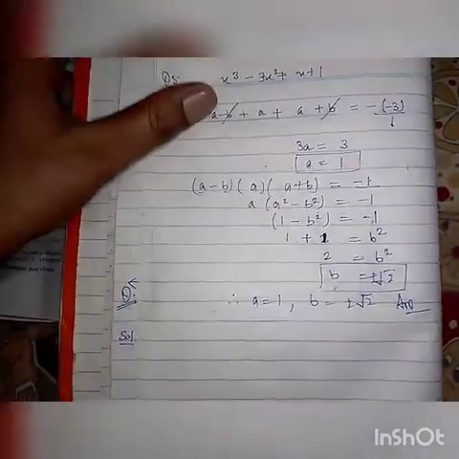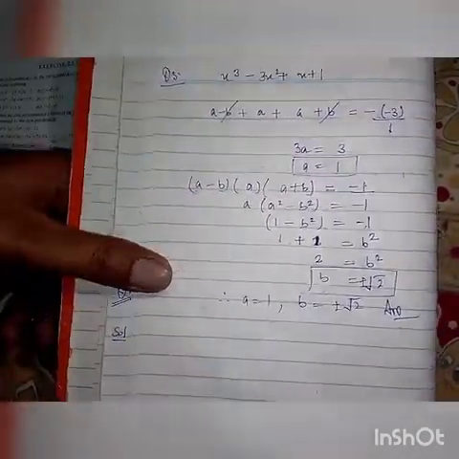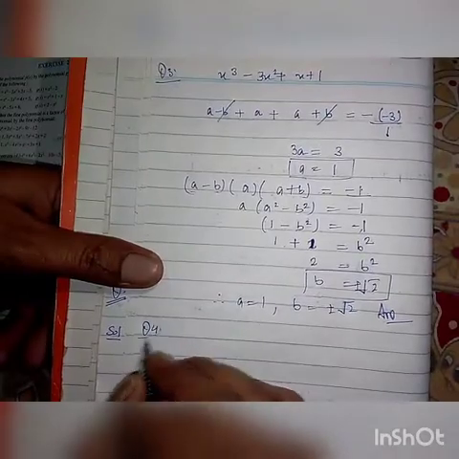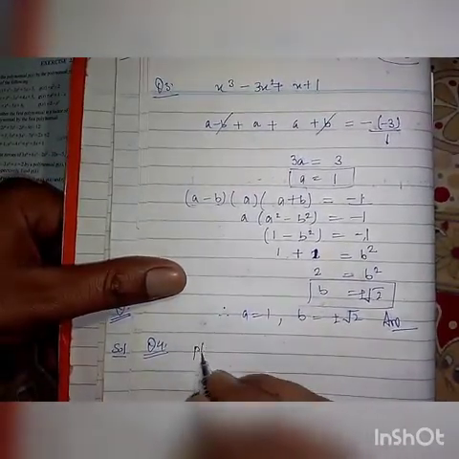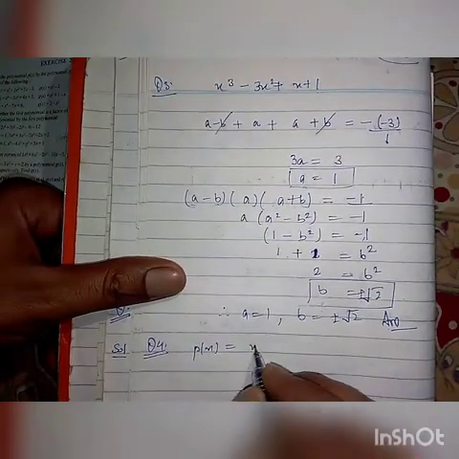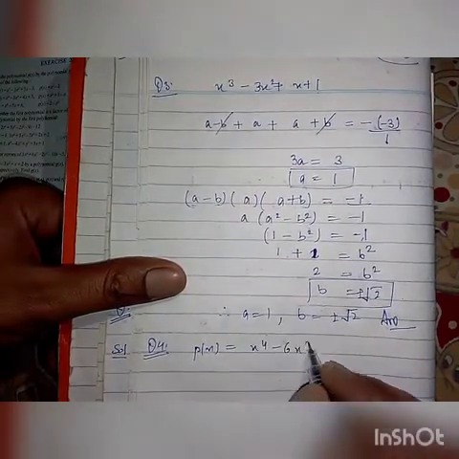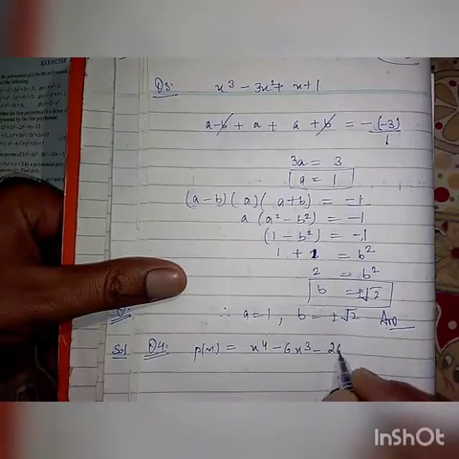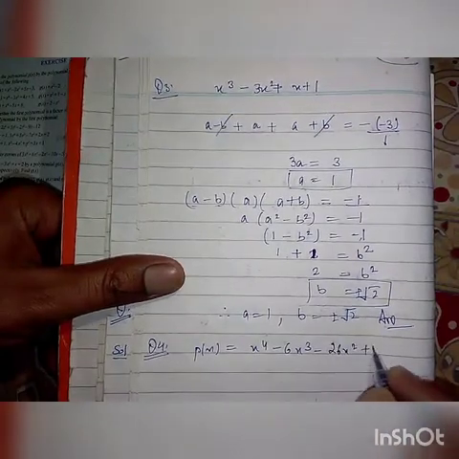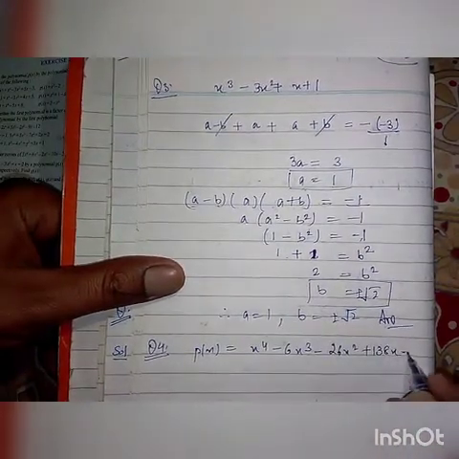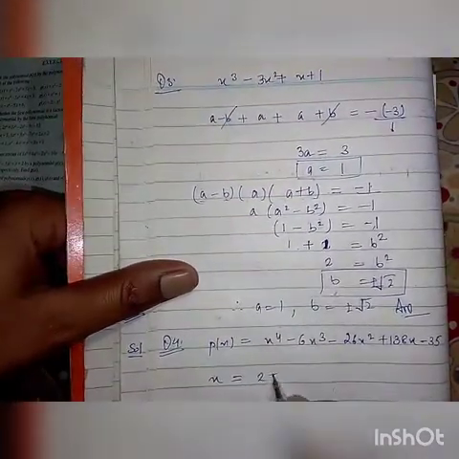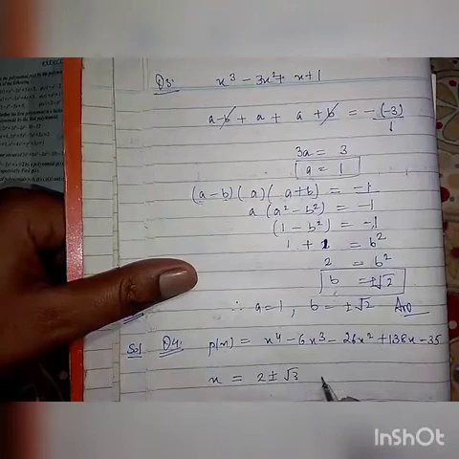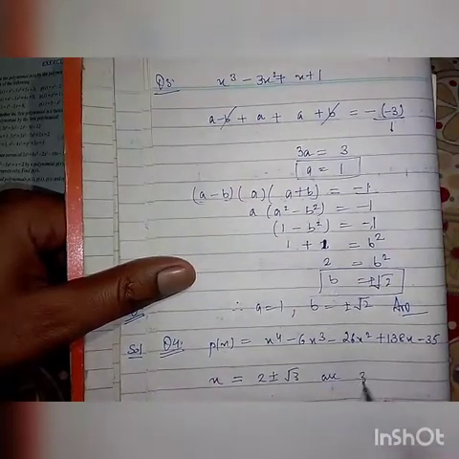So half of the question I will do for question number 4. Given to you, p of x is given to be x raised to the power 4 minus 6x to the power 3 minus 26x square plus 138x minus 35. After that, x is equal to 2 plus minus root 3 are zeros, and find the other two zeros.